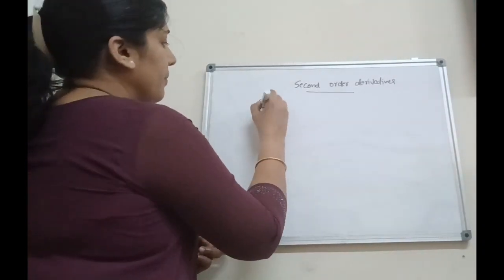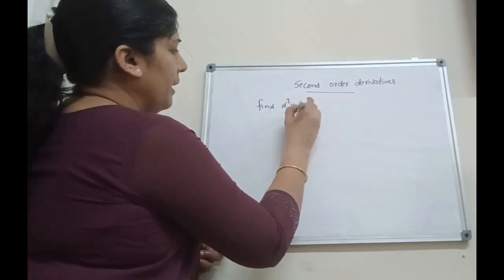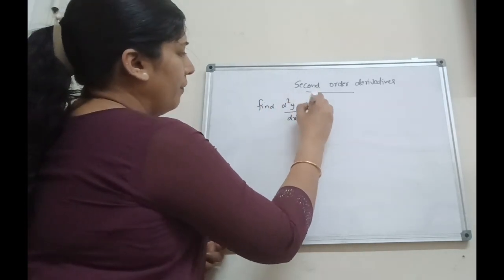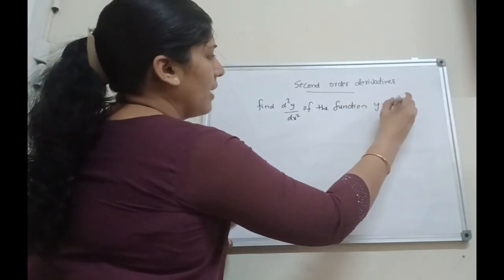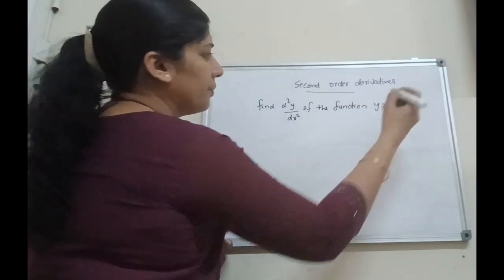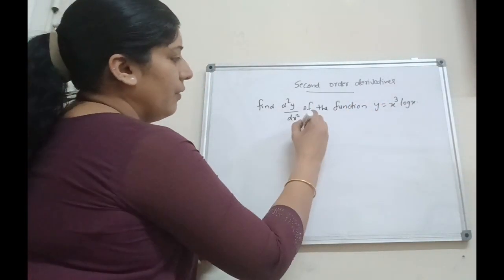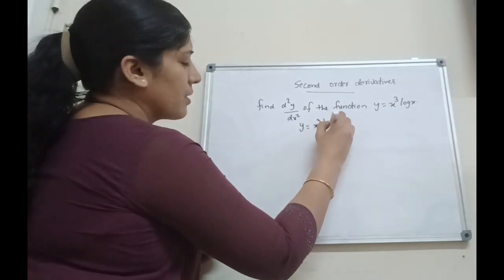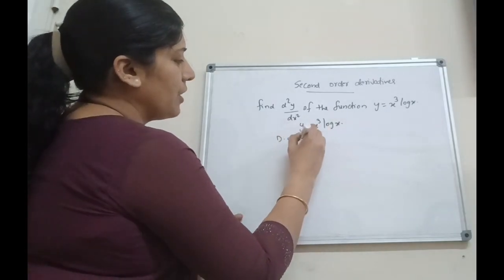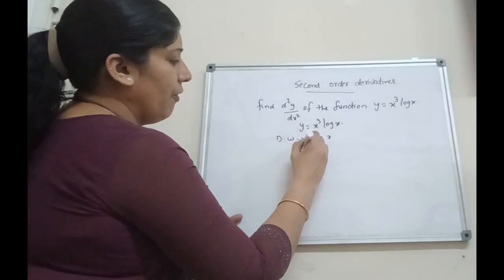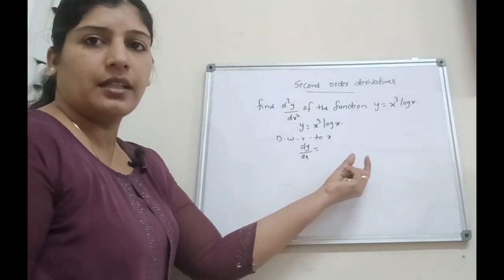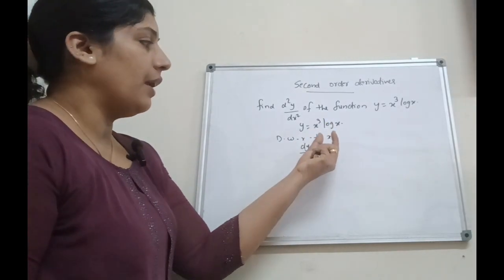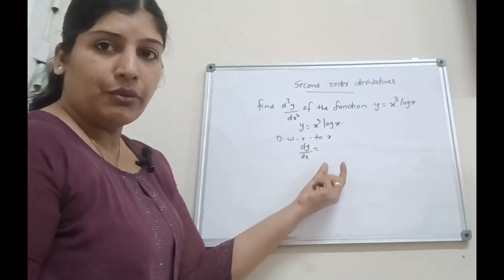Next, find d square y by dx square of the function y equal to x cube log x. Here given y equal to x cube log x. Then first differentiate with respect to x. That is dy by dx equal to what? It is equal to here x cube into log x. That is the product form. Therefore, here we have to find out the derivative by using product rule.